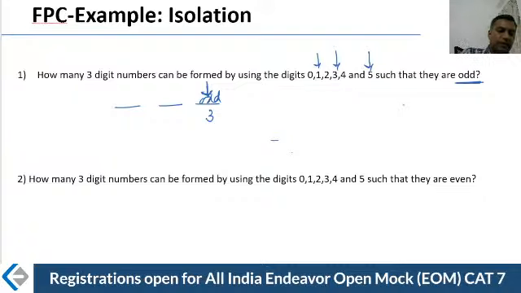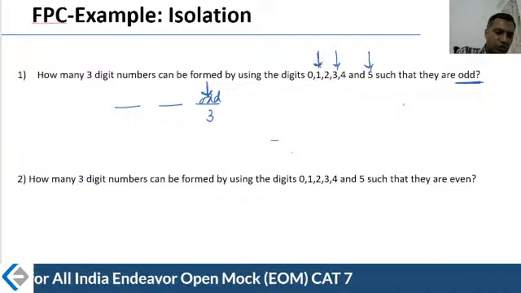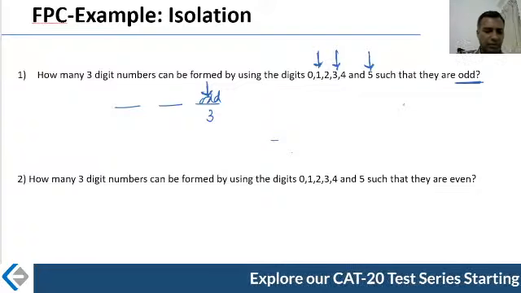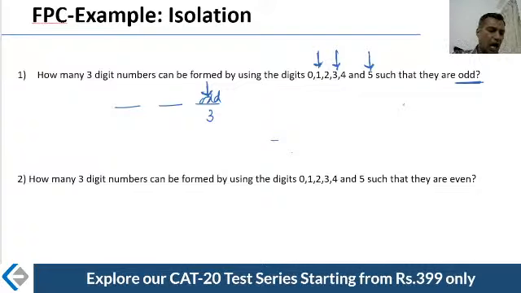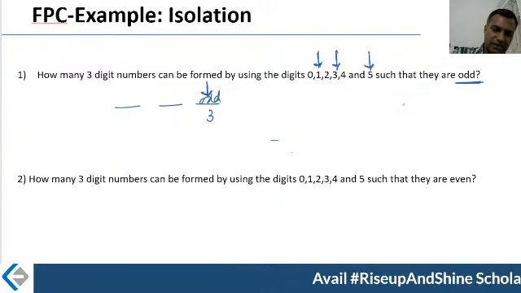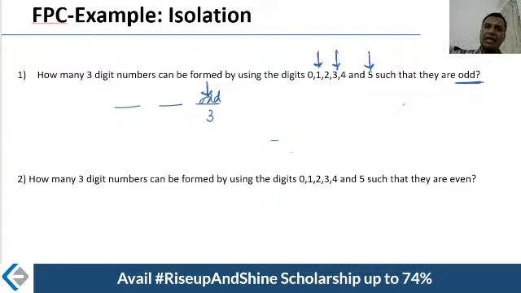I can fill it in 3 ways. What are the 3 ways here? Either you can use 1, or you can use 3, or you can use 5. You can use one of these 3 digits, because I said how many 3-digit numbers can be formed by using the digits 0, 1, 2, 3, 4, 5 such that they are odd. Therefore that can be filled in 3 ways. I showed you which are the 3 digits: 1, 3 and 5. So that's about the units place.